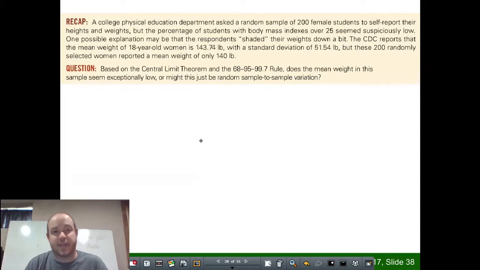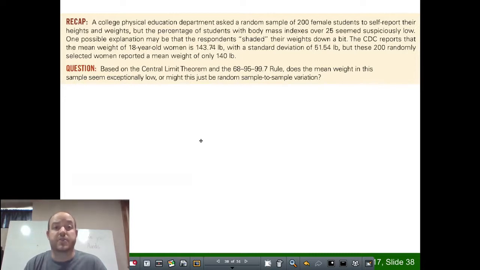All right, so let's go ahead and take a look at this question. A college physical education department asked a random sample of 200 females to self-report their height and weights, but the percentage of students with body mass indexes over 25 seems suspiciously low. One possible explanation may be that the respondents shaded their weights down a bit. The CDC reports that the mean weight of an 18-year-old woman is 143.74 pounds, with a standard deviation of 51.54 pounds.